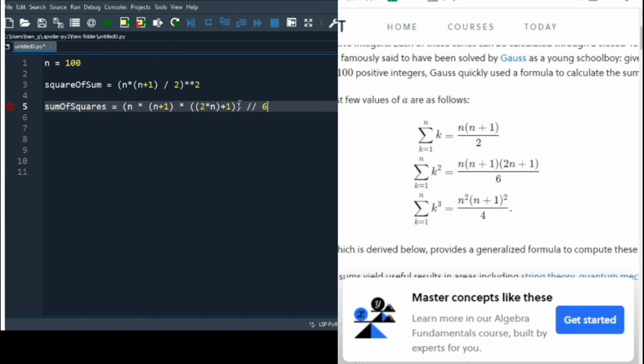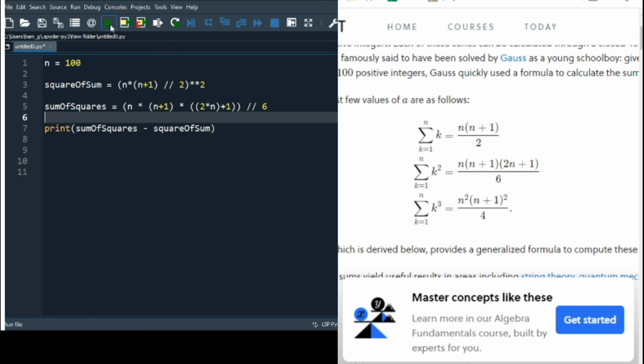Let's make it integer division. Let's make that integer division as well. Oh, what have I done? There. And now let's subtract one from the other. Print sum of squares minus square of sum, and we should get exactly the same answer with no looping whatsoever. There we are. So that is problem number 6, and I will see you next time for problem number 7.